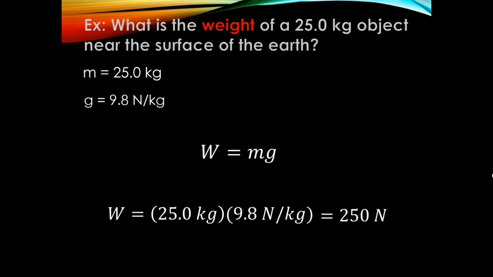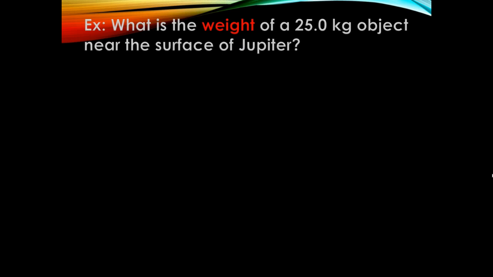Now this one rounds out pretty nice, right? We have 2 significant figures with our 25 kilograms, and we have 9.8 as our constant. So we can round this to 250. Pause for a second and see if you can solve this one.